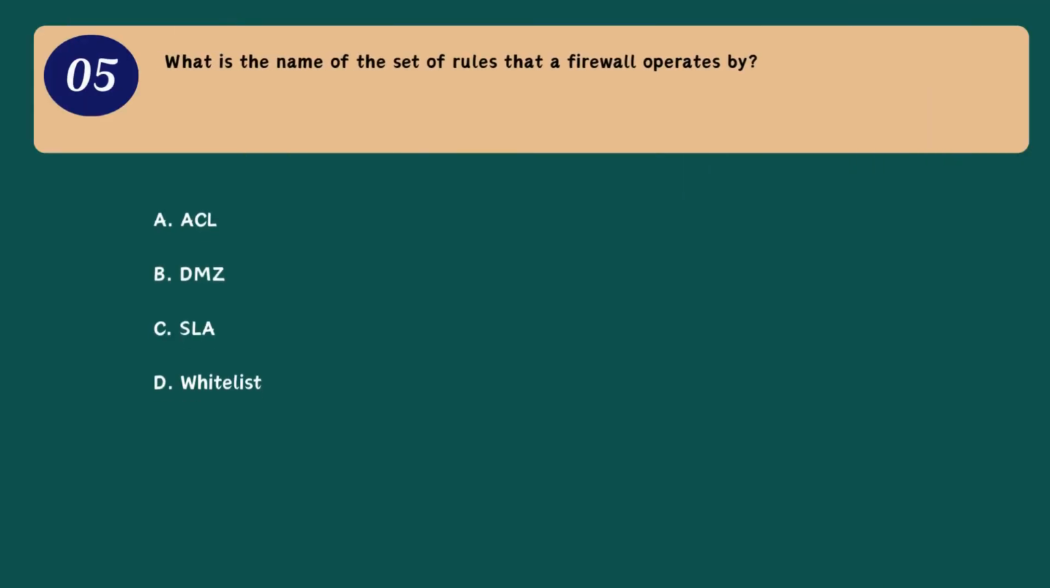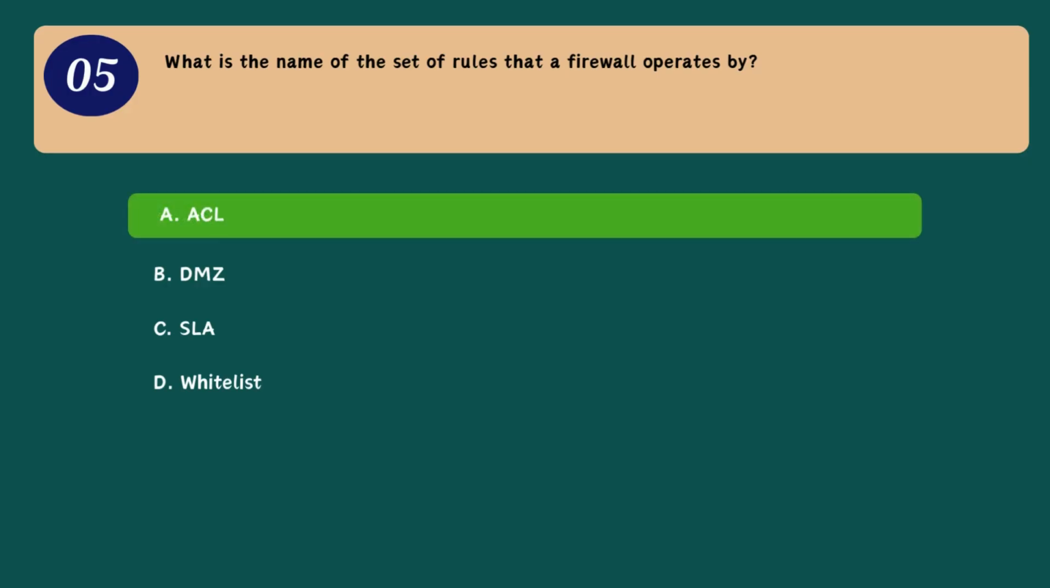Question 5. What is the name of the set of rules that a firewall operates by? A. ACL, B. DMZ, C. SLA, D. Whitelist.